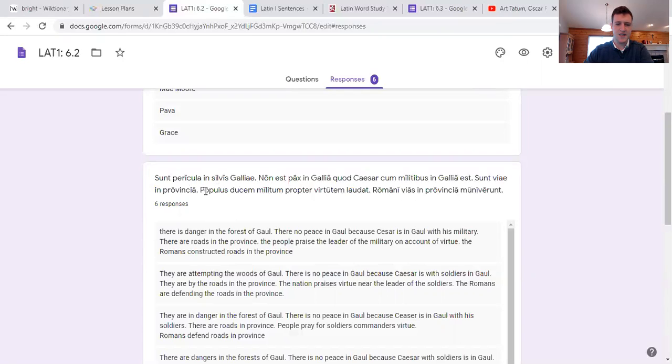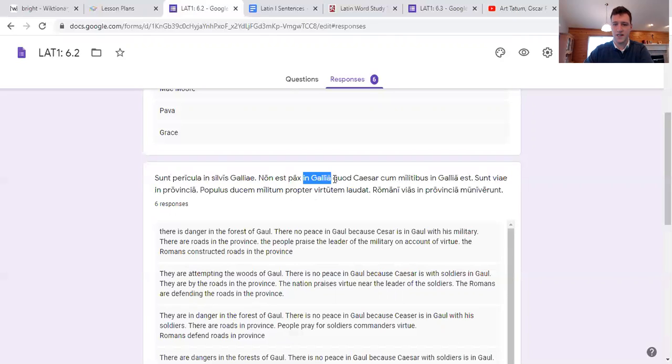Non est pax in Gallia quod Caesar cum militibus in Gallia est. First thing to note is the word quod, that subordinating conjunction meaning because. That tells us this is a complex sentence with a main clause and a subordinate clause. The main clause is the first one, so let's handle that. What's our verb? Non est, to be, third singular, but negated. So there is not. Our nominative singular subject is pax. There is not peace in Gallia. There's that preposition in with the ablative again. There's not peace in Gaul.